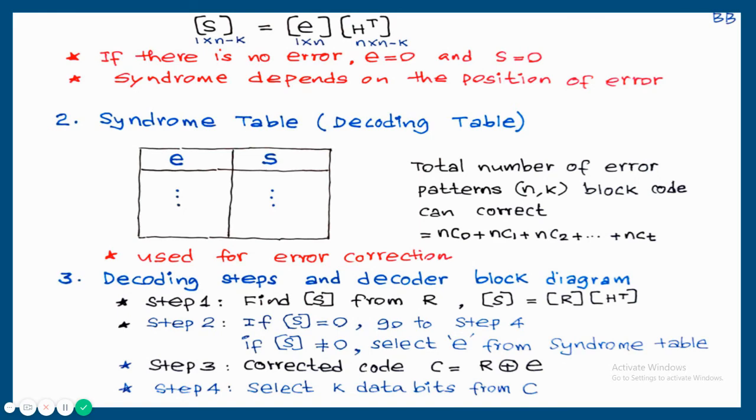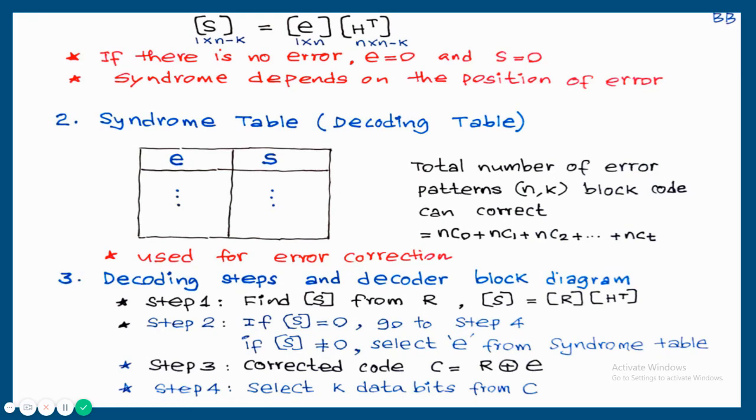Step number 2. If S is equal to 0, go to step number 4. The meaning of step number 4 is select k data bits from C. Because S is equal to 0 indicates that there is no error. If there is no error, correction is not needed. So directly the parity bits can be removed, select only the data bits.